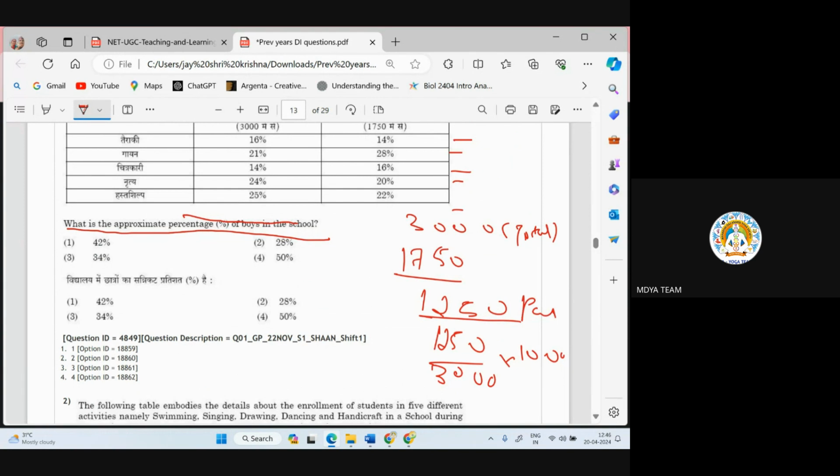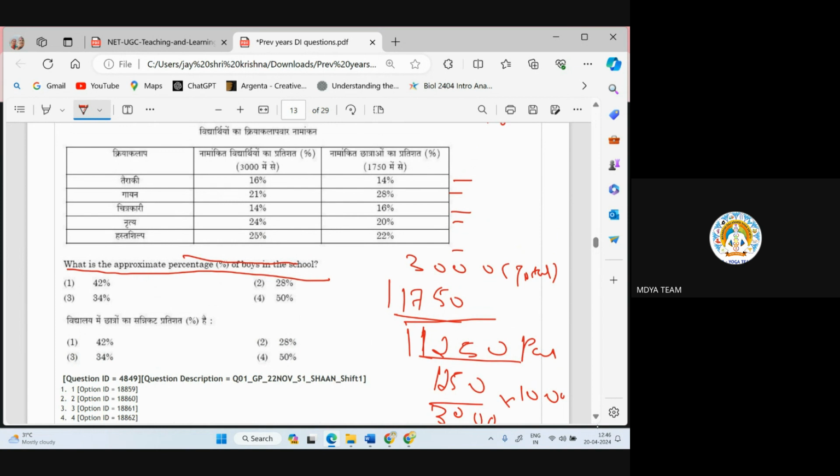But if you don't know the total number of girls, then one way is that you can calculate the number of boys in every activity. You will sum up the number of boys, and then you will get the number of boys from this table also.